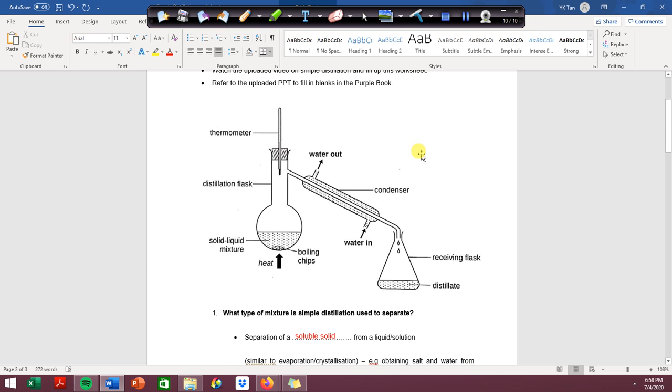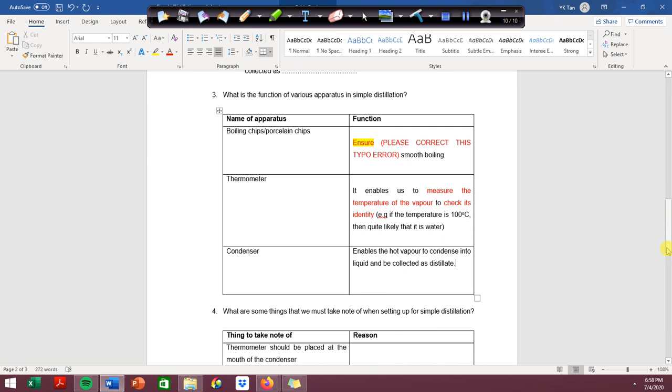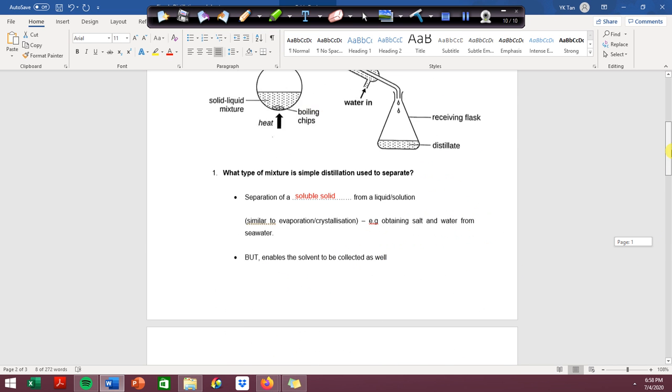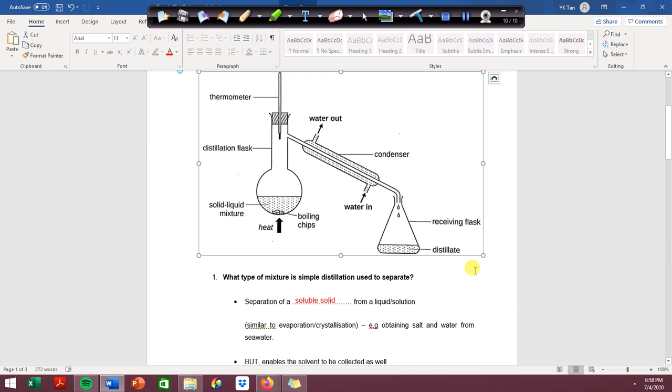The condenser looks something like this. You will see that there are two inlets for water to go in and go out. Now, why is water going in this direction? We'll talk about it a bit later. But for now, what you need to know is that the function of the condenser, as the name suggests, is that it enables the hot vapor to condense into liquid, and when it condenses into liquid, it will drip down like this, and it will be collected as distillate.